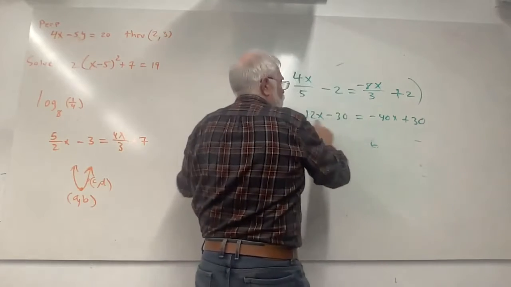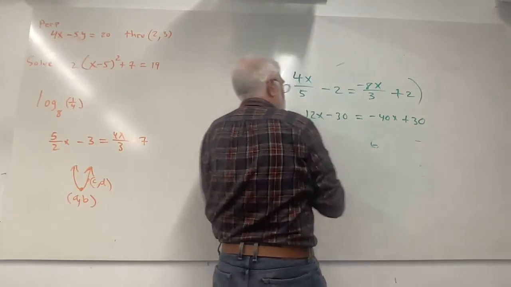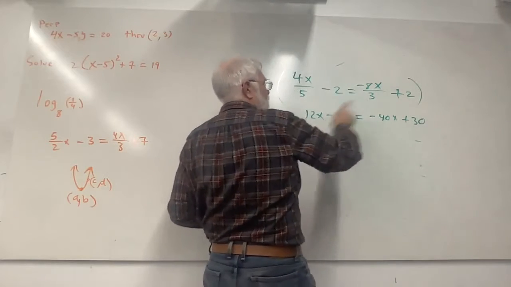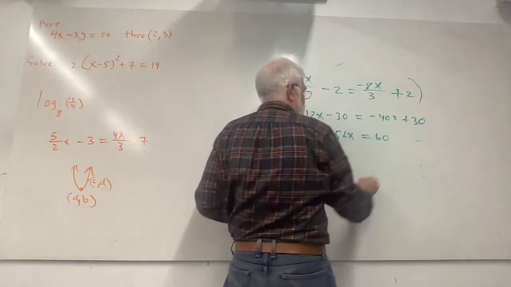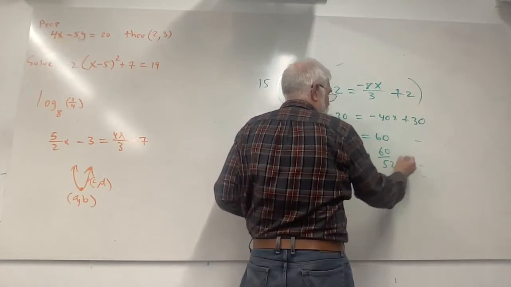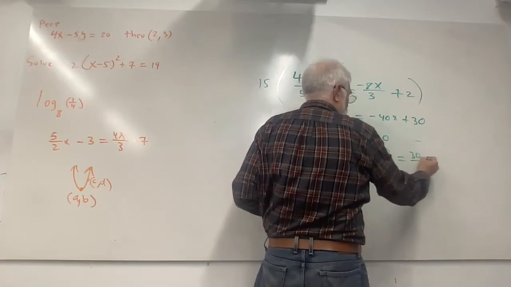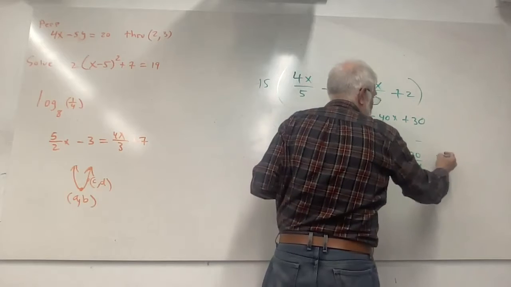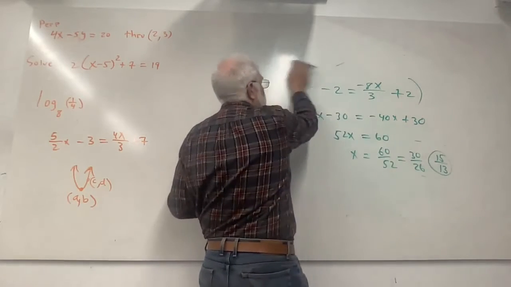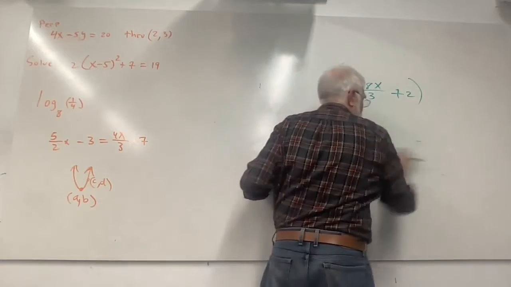All right, I'm going to bring the 40 this way. So that's going to be 52x. I'm going to bring the minus 30 that way, equals 60. So x is equal to 60 over 52, which is equal to 30 over 26, which is equal to 15 over 13. Be nice if you could get there. All right, next one, that was second one. Third one, rapid fire here.